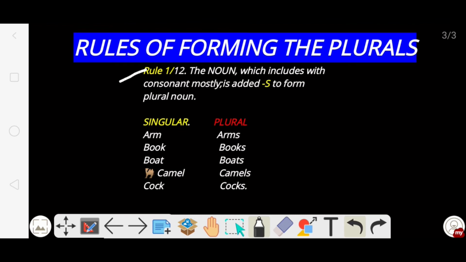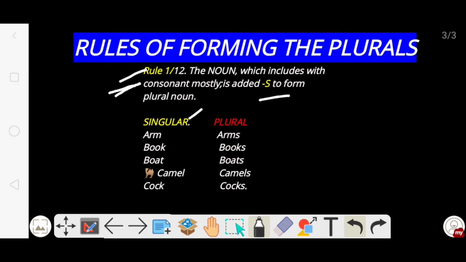Rule number 1 says here, the noun which ends with a consonant mostly adds s to form the plural noun. That is to say, at the end we add s. Here you have to be careful: it says which ends with a consonant.